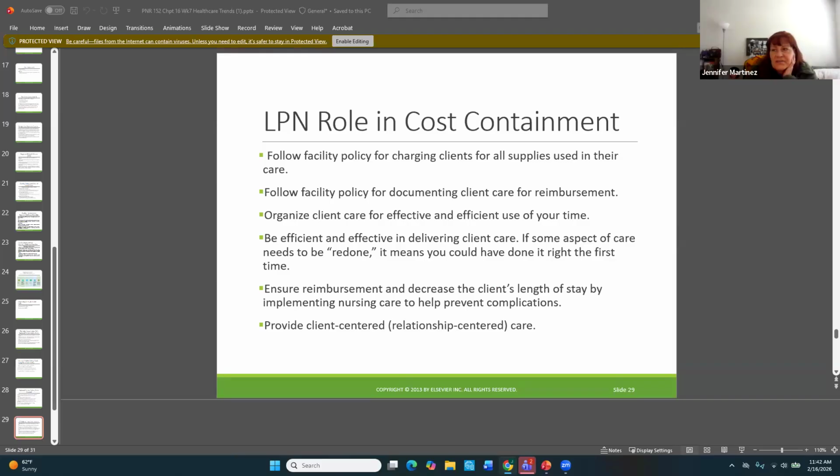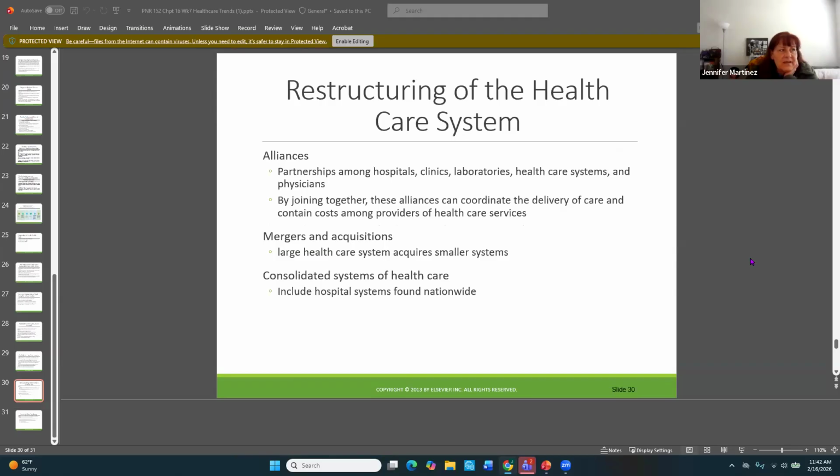Trying to just make sure that I covered all of this. Restructuring of the healthcare system. With the restructuring of the healthcare system, a lot of it is about partnerships. And that's always going to be a big part. When we look at hospitals, not all being part of the same system, but partnering, right? They coordinate care delivery. They can also help contain costs.